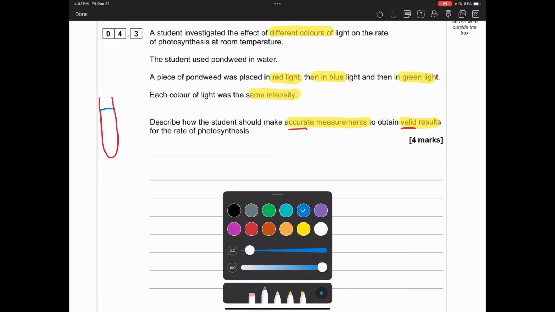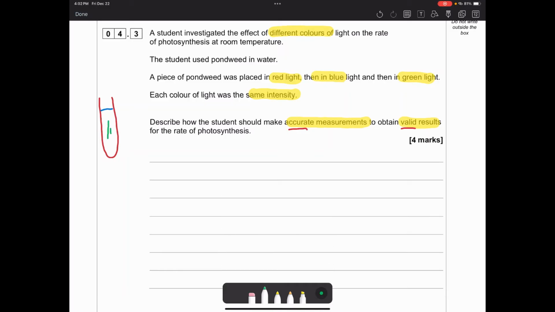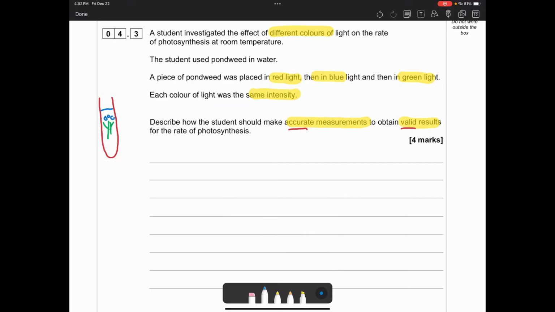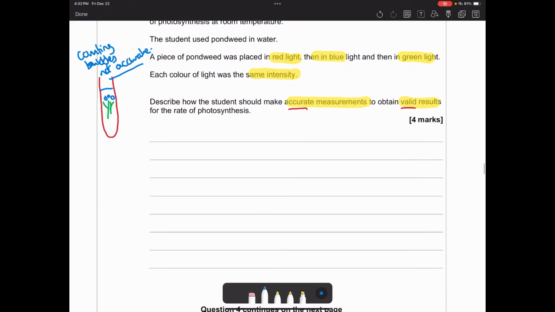Okay, so if you have pondweed set up within the water, and then you count the oxygen bubbles coming off, this, counting bubbles, is not accurate. So counting bubbles is not accurate. If you started describing a method of counting oxygen bubbles, you would automatically get 0 marks, because that's not the accurate way of doing it.